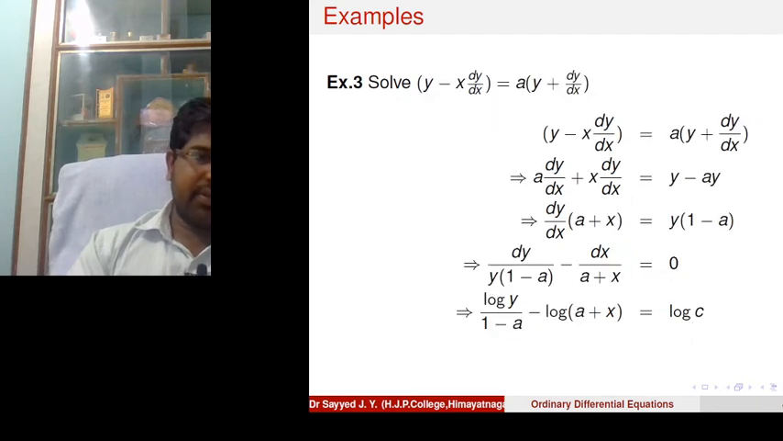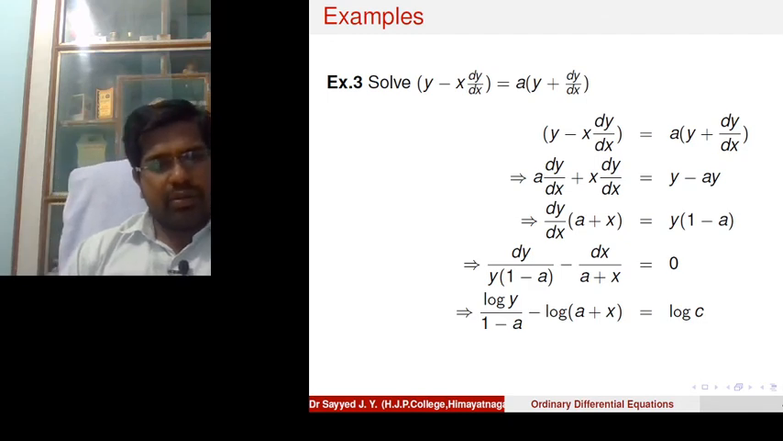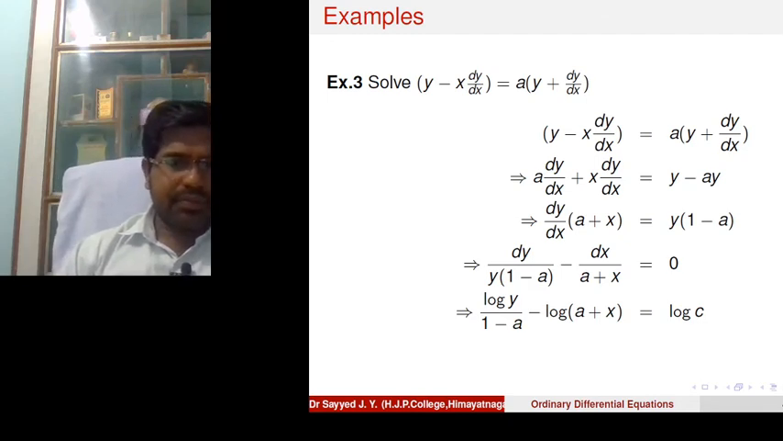Next example is y minus x dy by dx equal to a into bracket y plus dy by dx. So again, first this is not in the variable separable form. You have to transform this equation to variable separable form. So how you will transform?